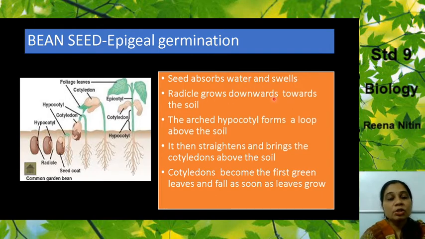Radicle grows downwards towards the soil. The arched hypocotyl forms a loop above the soil. So you can see over here the hypocotyl is elongated. Okay, this is epigeal germination. So the hypocotyl elongates and pushes the cotyledons above the soil. It then straightens. So first it is arch shaped, because it is like this, it is arch shaped.